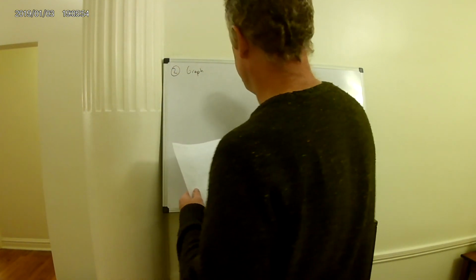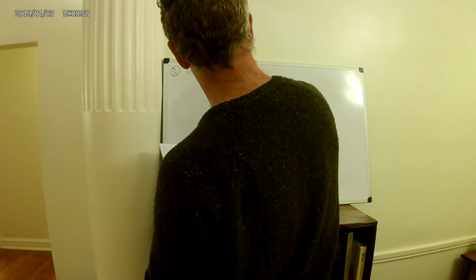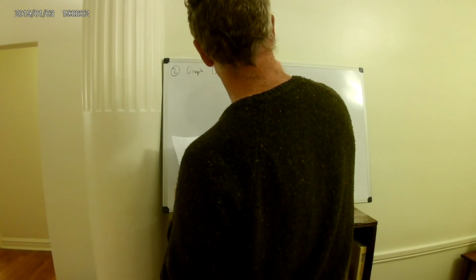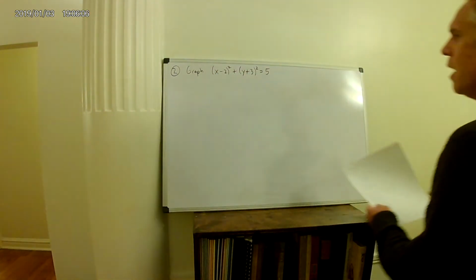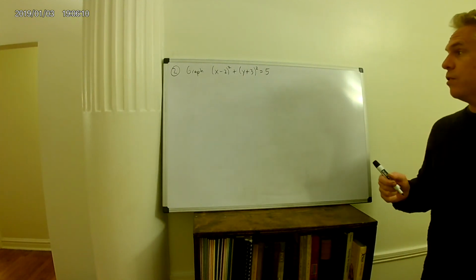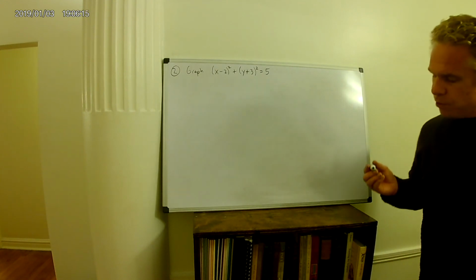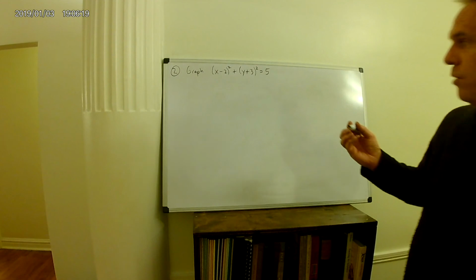So we want to graph the circle that's represented by the equation x minus 2 squared plus y plus 3 squared equals 5. So suppose we're given the equation of a circle. And by the way, again, this is the factored form of the equation of a circle. This is a specific circle. We want to graph this circle. The first thing we want to do here is identify our radius r and our center h, k.